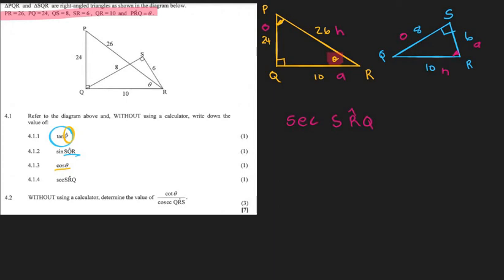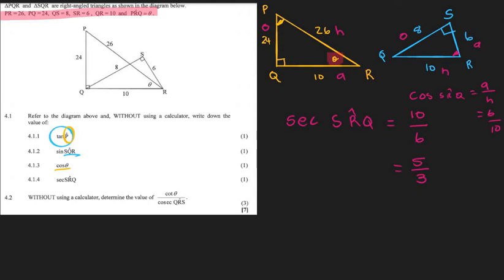There we go. Now remember, sec is the reciprocal of cos. Now let's quickly write what cos is. Cos SRQ would be adjacent over hypotenuse, which will be 6 over 10. But what do we know about sec? It's going to be the reciprocal, so it's going to be 10 over 6, which will be 5 over 3.